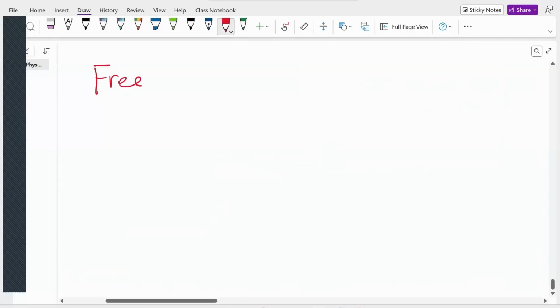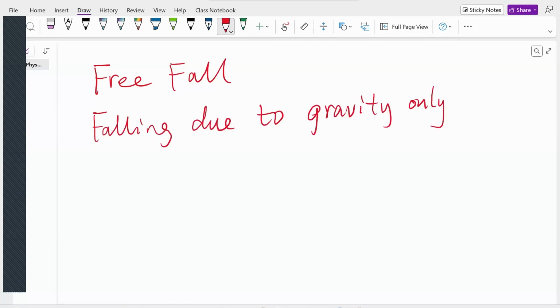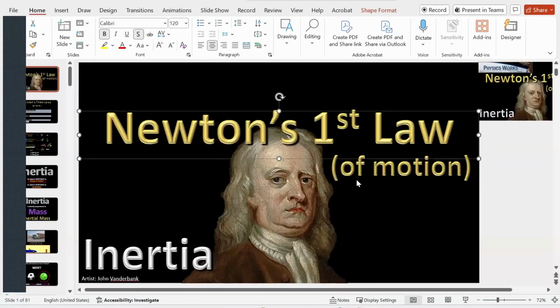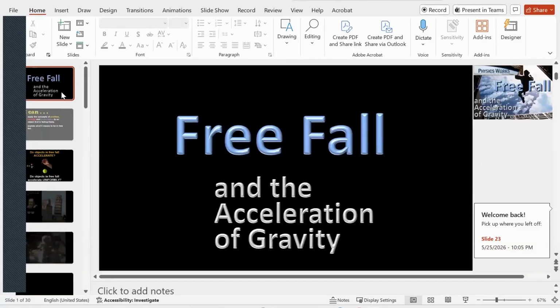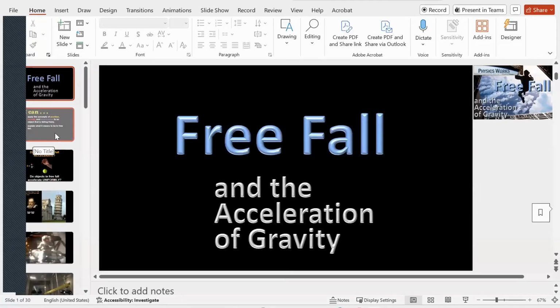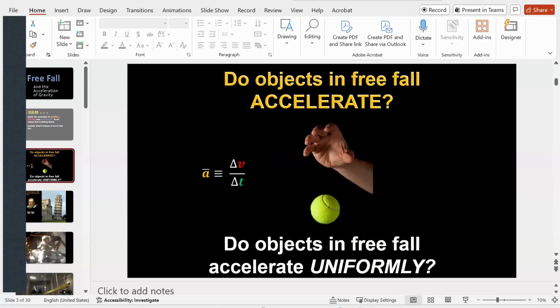So free fall is falling. So what's the acceleration for free fall? 9.8 for Earth. 9.8 meter per second squared. 9.8 meter per second squared, with no air resistance in some questions. And acceleration due to gravity is 9.8, right?